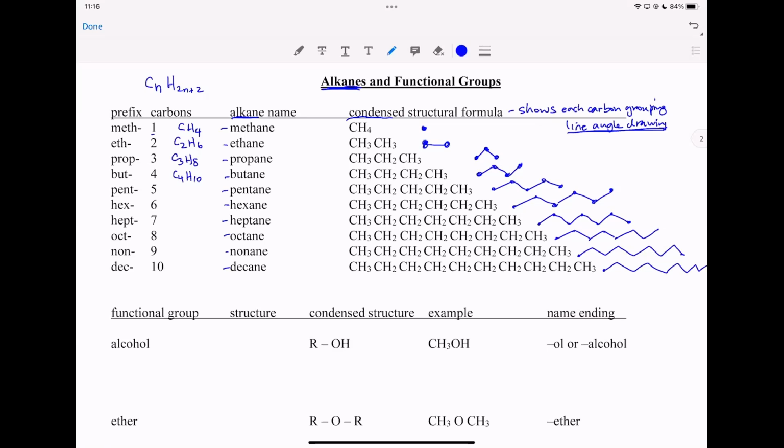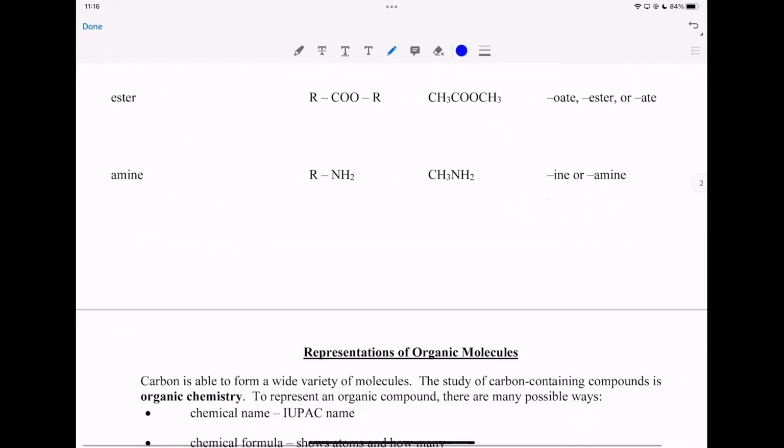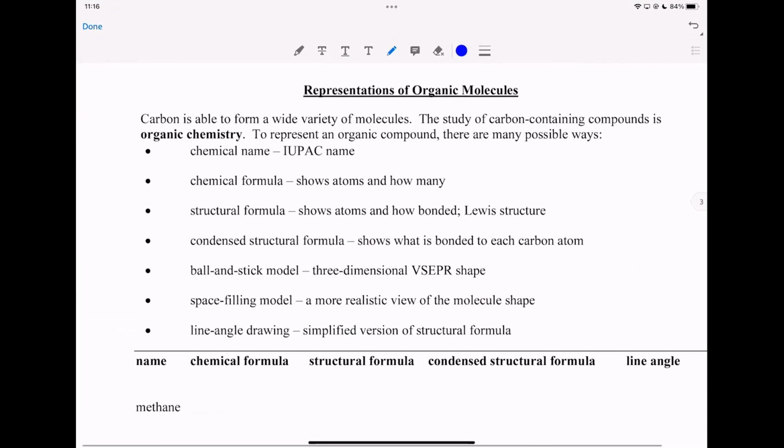So you now are looking at not a bunch of zigzag lines, but you are looking at carbons and hydrogens. And that's what the condensed structural formulas show you, what's bonded to each carbon. Okay, we're going to get to this next worksheet, which is representations of organic molecules, but let's take our 10-minute break first.